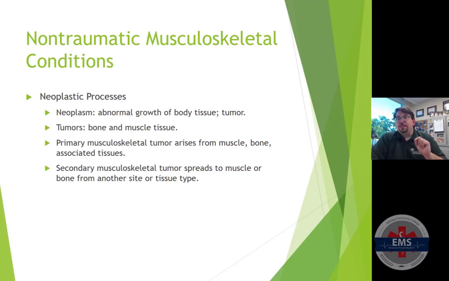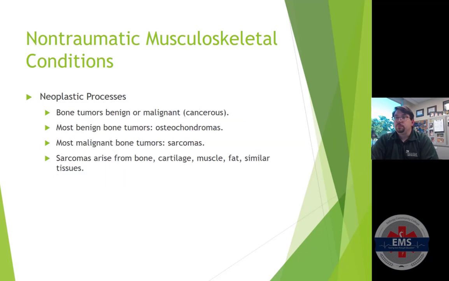Now, neoplastic processes are another important topic. A neoplasm, we know, is an abnormal growth in the body in the form of some type of tumor, right? Tumors affect bones and muscle tissue. Primary musculoskeletal tumors arise from the muscle, bone, or other associated tissues, like ligaments and tendons. Secondary musculoskeletal tumors are primary tumors that spread to muscle or bone from another site or another type of tissue. So we can either have a primary musculoskeletal tumor, which starts initially in the muscle or bone or somewhere nearby, or a tumor that begins to spread into the musculoskeletal tissue and bones from another type of tissue nearby.